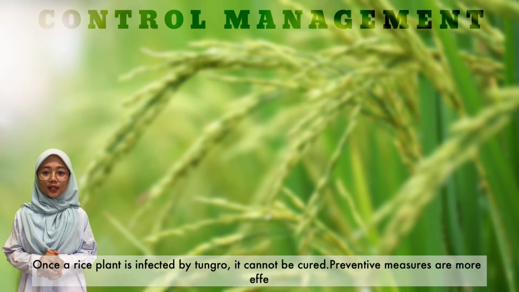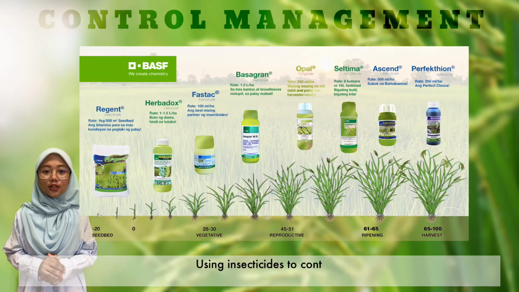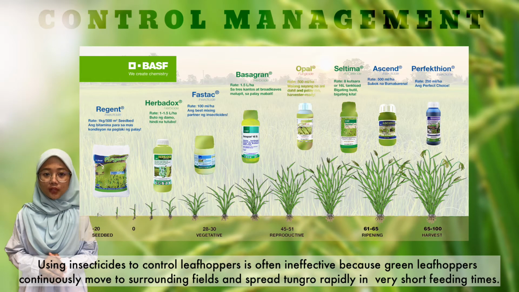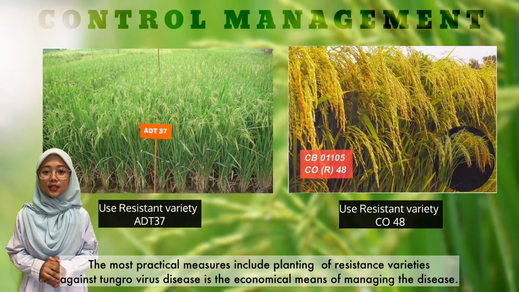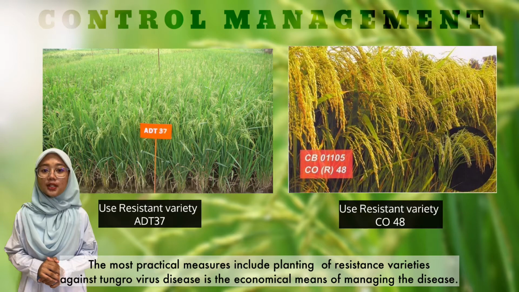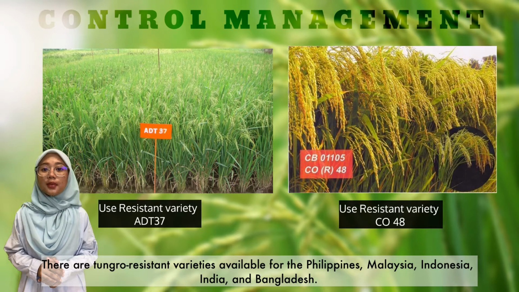Once a rice plant is infected by Tungro, it cannot be cured. Preventive measures are more effective for the control of Tungro than direct disease control measures. Using insecticide to control leafhoppers is often ineffective because green leafhoppers continuously move to surrounding fields and spread Tungro rapidly in a very short feeding time. The most critical measure includes planting of resistant varieties against Tungro virus disease, which is the economical means of managing the disease. There are Tungro resistant varieties available for the Philippines, Malaysia, Indonesia, India, and Bangladesh.